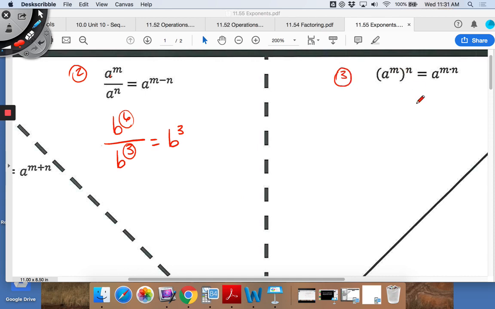Third rule we're going to talk about is the power rule. So if we have a base raised to an exponent, that's again raised to an exponent, we multiply those two exponents. So if I had c to the 6th power raised to the 3rd power, I would do 6 times 3, and that would give me c to the 18th power.